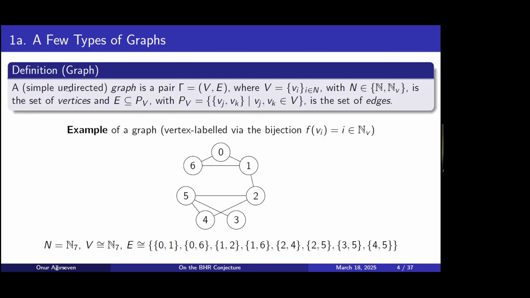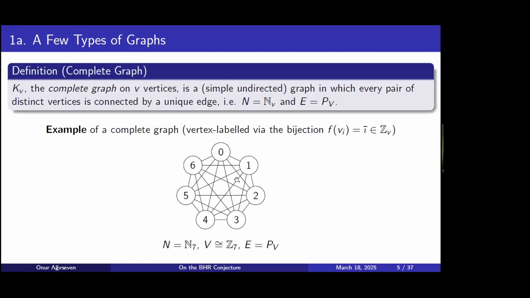Our graphs are going to be simple, meaning there aren't going to be any loops, and undirected, so our edges are not going to have any directions assigned to them. But one thing we will do a lot is vertex labeling, because it makes our life easier, and of course the conjecture is also defined through that. Once I do the labeling, I will often abuse the notation. Instead of referring to this as the vertex V0, I'll just directly refer to it as the zero vertex. I don't think that's going to be confusing to anyone.